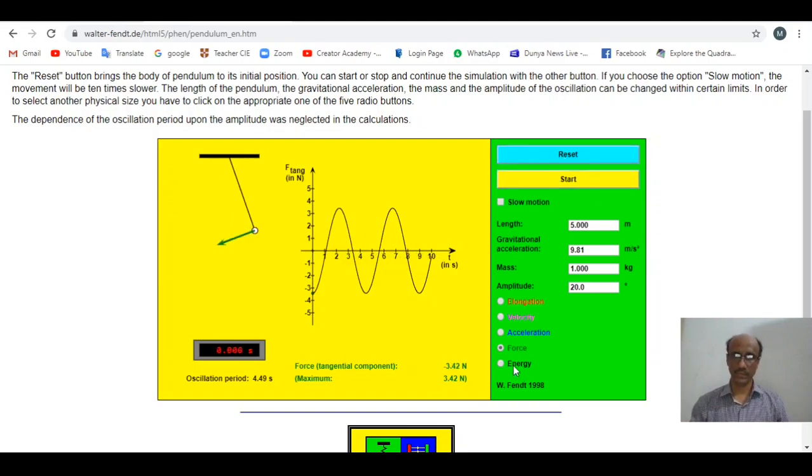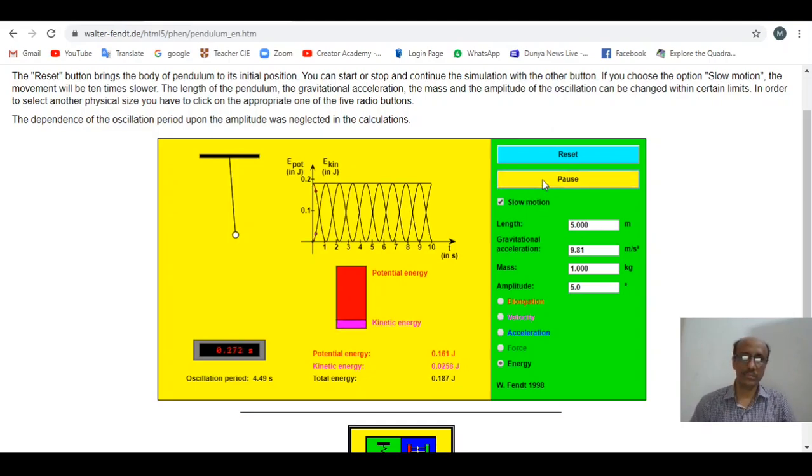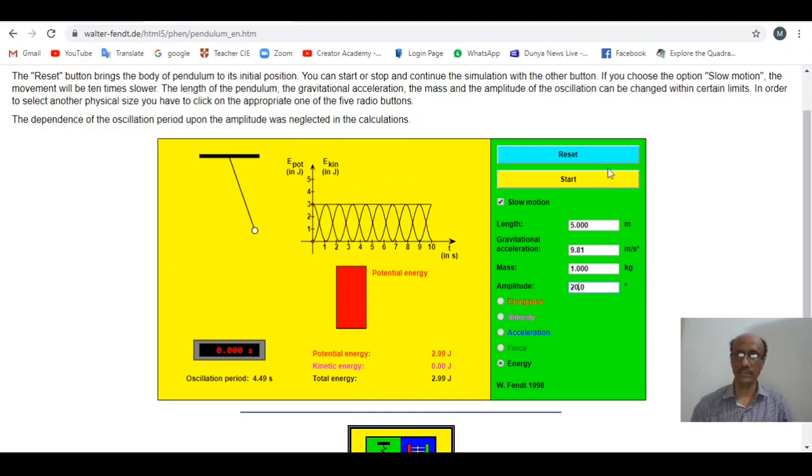Pause, reset, and energy. Now this is the energy graph related to the kinetic energy as well as, simultaneously, the potential energy. So we will observe what is happening. Now it starts moving. We should set the amplitude up to 20. Reset, amplitude 20. Okay, now start.